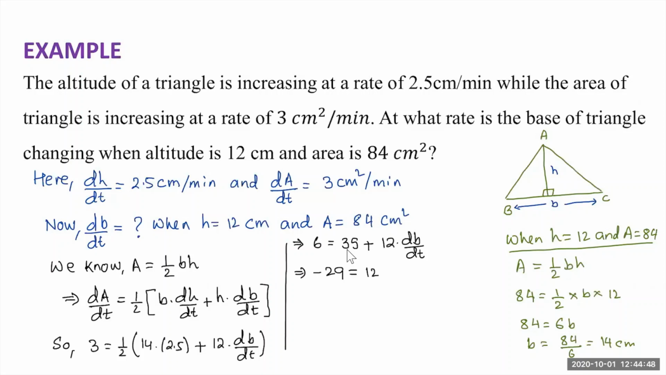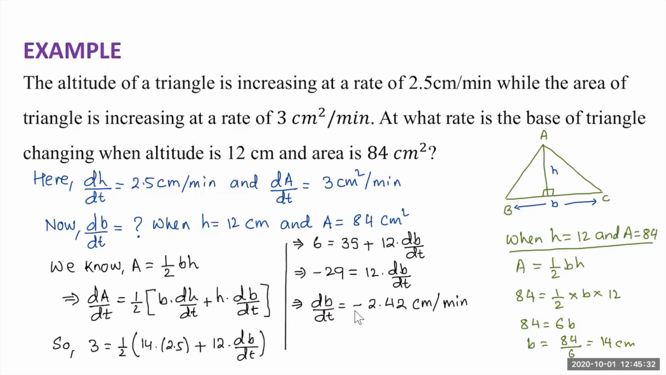Negative 29 is equal to 12 times dB over dt, which implies dB over dt, the change in base with respect to time, if I divide both sides by 12, is negative 29 over 12, a little more than 2. You can do that in a calculator. It should be 2.42. And the unit of base, how long is the base? It will be measured in centimeters, and time here is measured in minutes.